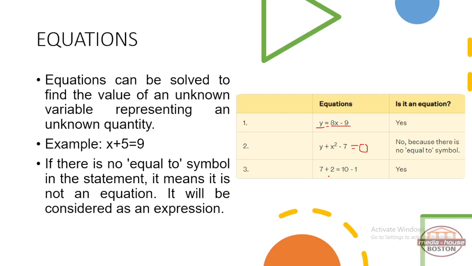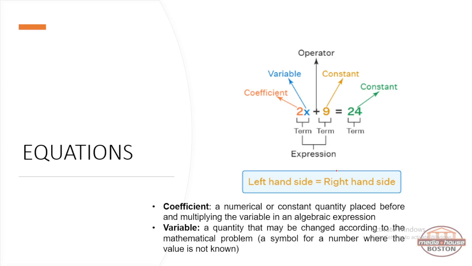And then on the last one, we've got 7 plus 2 equals 10 minus 1. So we've got two expressions here: the first expression on the left side, the second expression on the right side, and an equal sign in between. Therefore, this qualifies it to be what we call an equation. So there are a lot of equations out there which we can play around with. So this is a full elaboration of what an equation is.